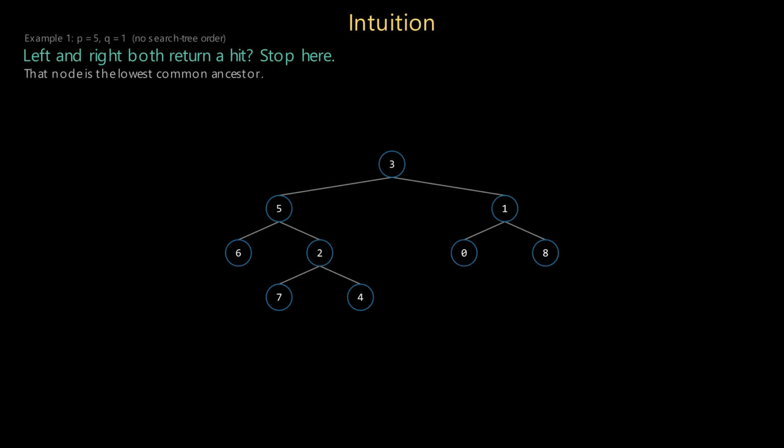The lowest common ancestor is the shallowest node where the left and right subtrees each hand back a non-null result for this pair. Here, the left side eventually supplies 5 and the right side supplies 1. When both reports meet at the same node, you have found the split point, that is the lowest common ancestor.